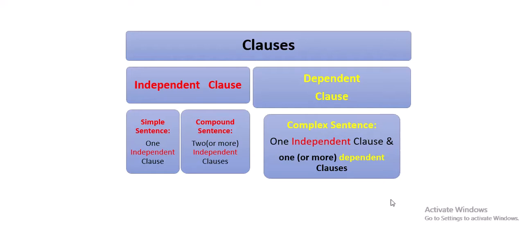Today, I'll explain how you can form a complex sentence by using what? Using just one independent clause and one or more dependent clauses. So in a complex sentence, there is just one independent clause, but this one independent clause can be followed by one or more dependent clauses. Why? Because we place the more important idea in the independent clause, and the less important ideas we place in one or more dependent clauses, as we will see now.